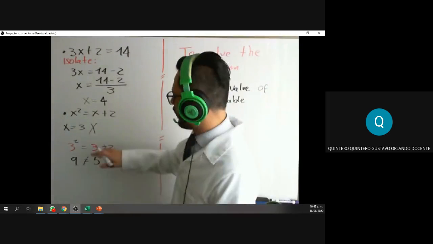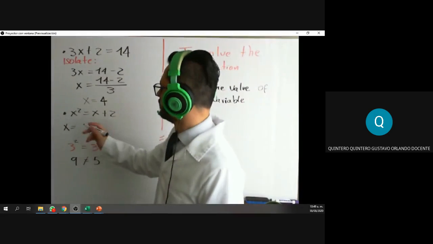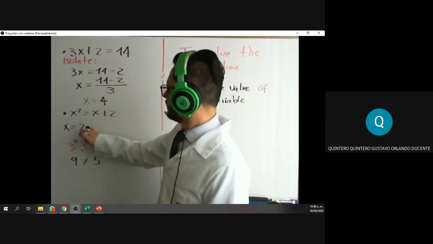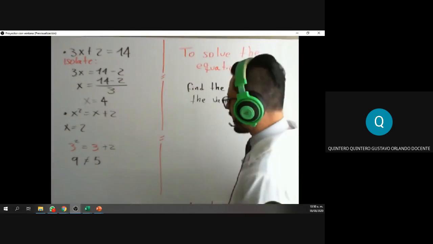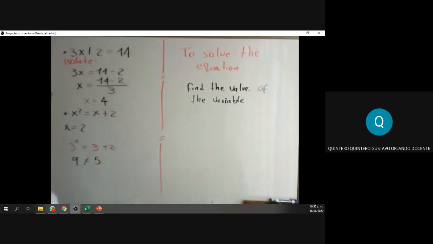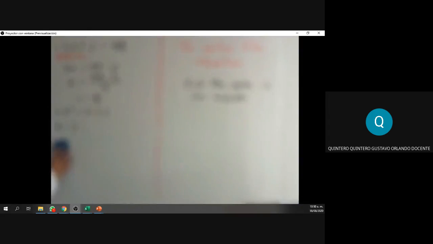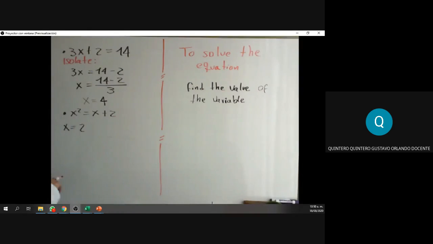For example, what if we say x equals 2? Is this a good answer or not? We can check. We can replace to see if this is a good answer or not. All right. So we have 2 to the second power equal 2 plus 2. All right, let's see. 2 to the second power is 4 equals, oh, look at that, 4. So this is a good answer. 4 equals 4. Look at that. X, in fact, is 2.